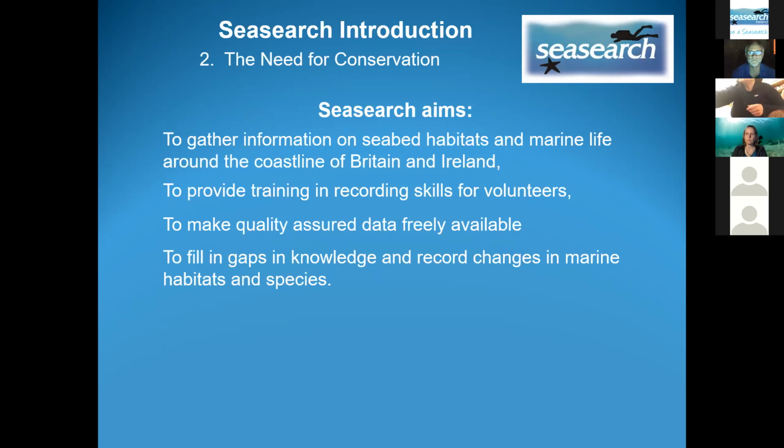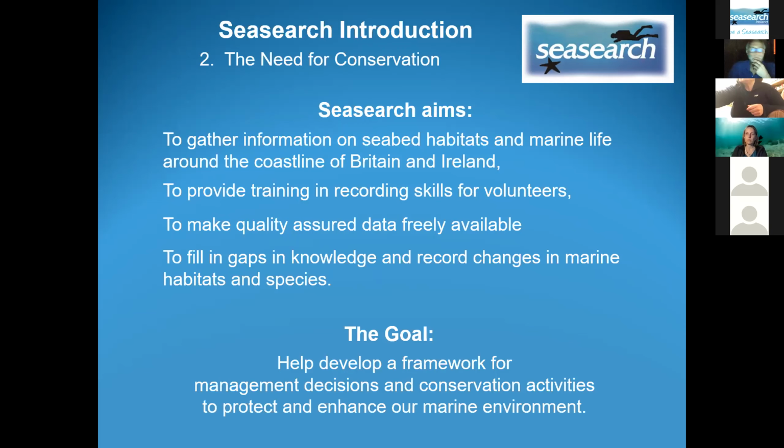But also, I feel like a sub-goal is to fill in as many gaps in knowledge and record changes in the marine habitat and species as we go on. So in the UK, their primary goal has been to help develop a framework for management decisions and conservation activities to protect and enhance the marine environment. That hasn't been as relevant in Ireland up to now.